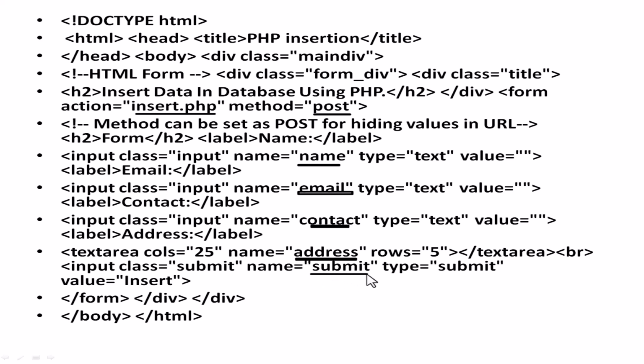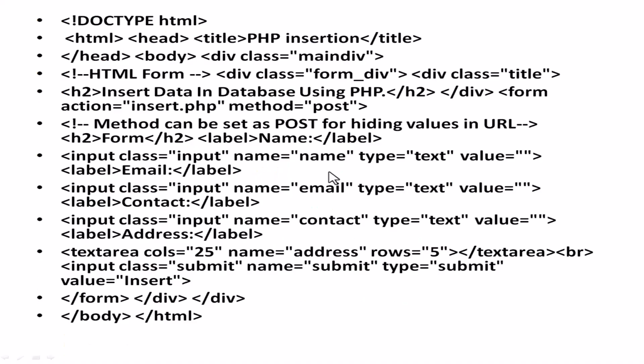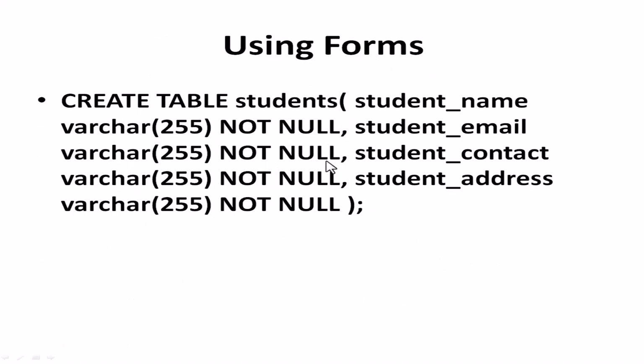So once you click the submit button, it is going to activate this particular insert.php. So then that will be activated. So by that it will be active. So what does the particular insert.php contain? So here it is going to take name, email, contact, address, and so on. So here the same thing, name, email, contact, address, and so on.